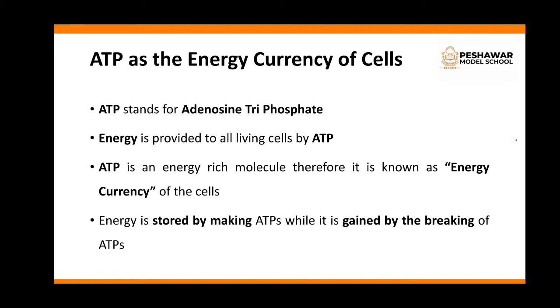We know that all living cells need energy, and the energy is provided to all living cells by ATP, so we call ATP the energy currency of the cell. Why? Because ATP is an energy rich molecule. Energy is stored by making ATP, while it is gained by the breaking of ATP. A cell can store energy by making ATP, and it can gain energy by breaking a molecule of ATP.